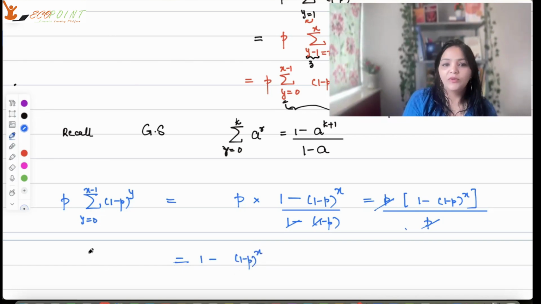What have we just calculated? We have calculated capital F(x), the CDF, for any fixed value x of this random variable x, which is basically a geometric random variable. Geometric random variable because when you are calculating probabilities here, it is a geometric sum ultimately.